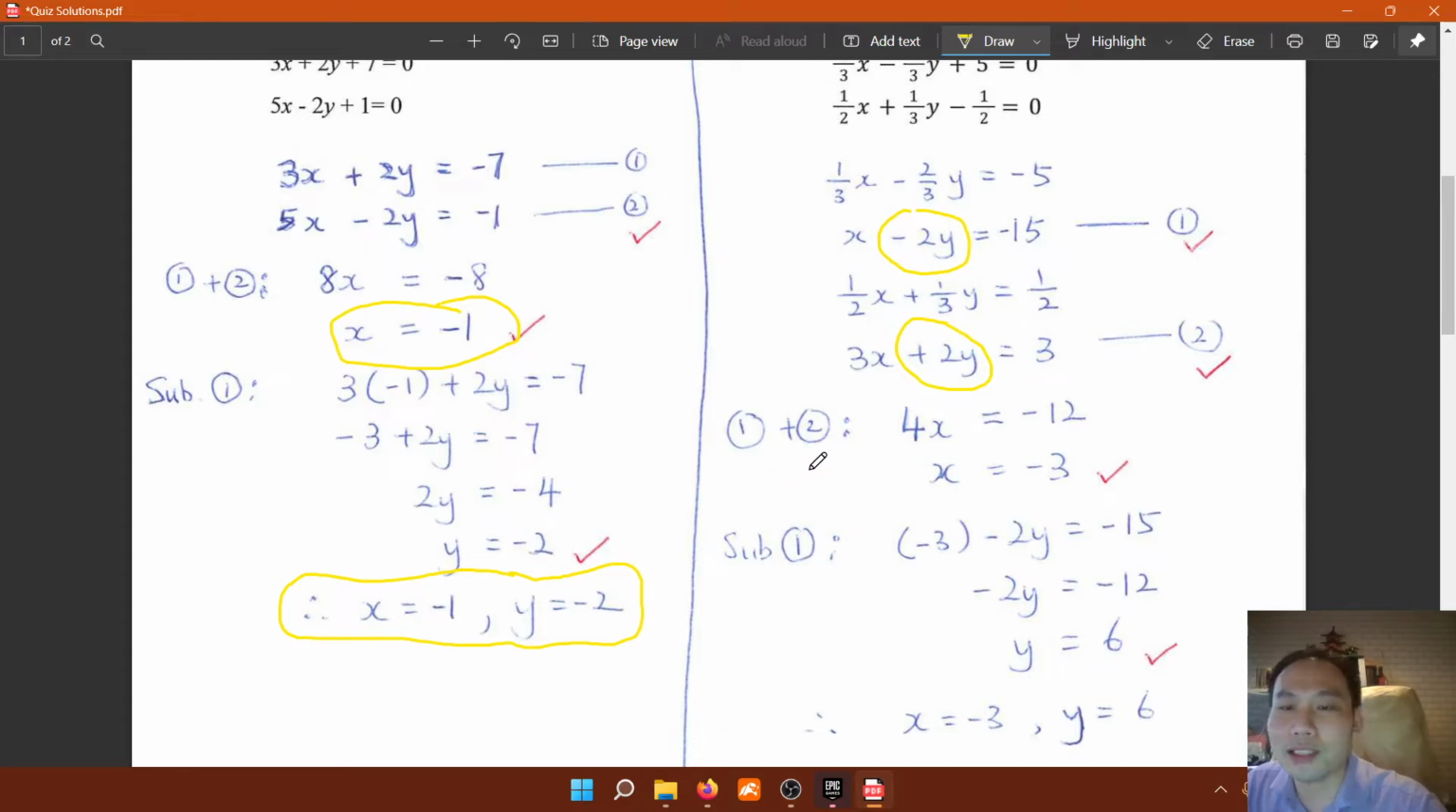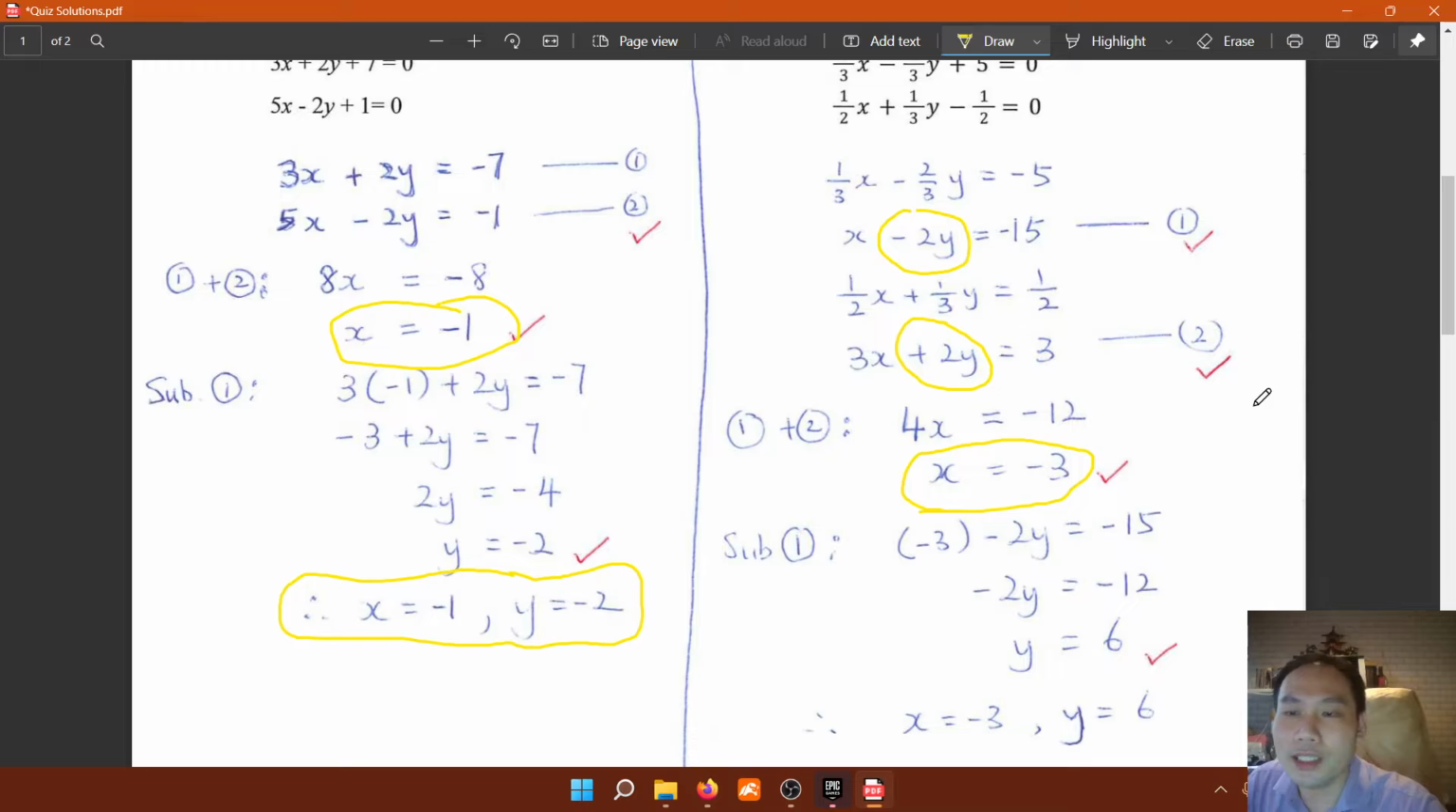So equation 1 plus equation 2, we have x plus 3x gives us 4x. Negative 2y plus positive 2y gives us 0, so they get eliminated. Negative 15 plus 3 is negative 12, so this gives us x equals negative 3 over here.